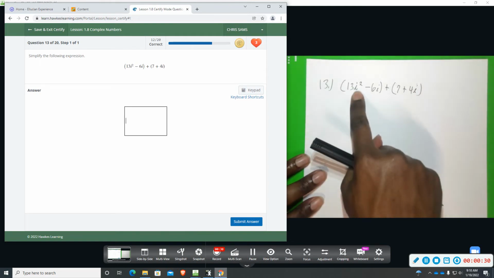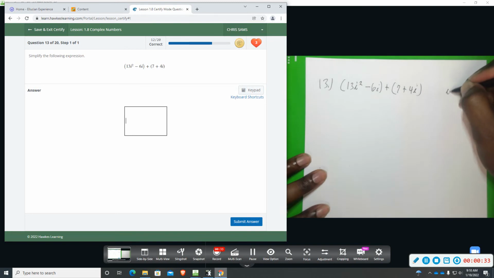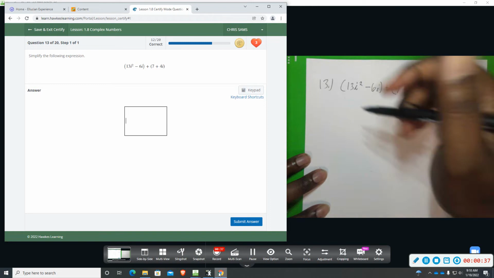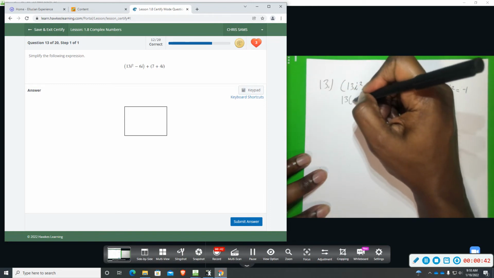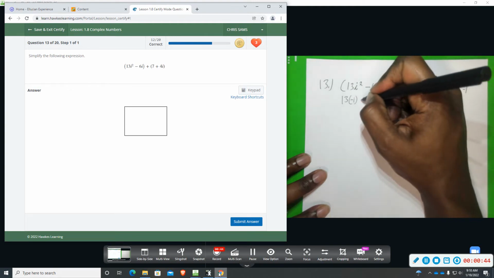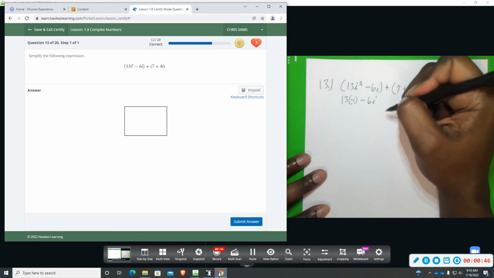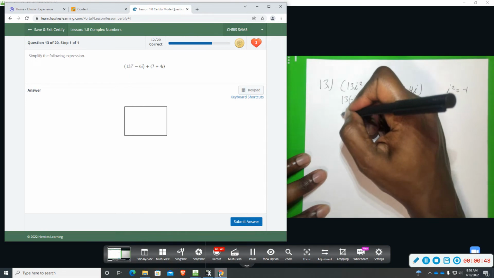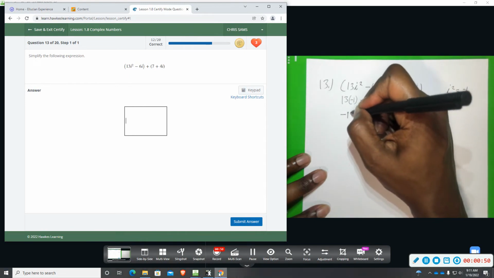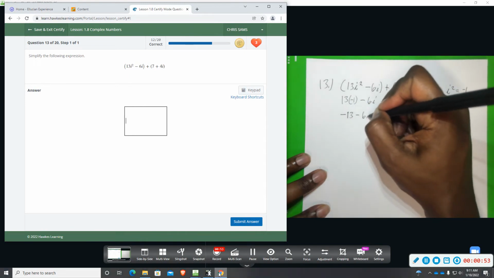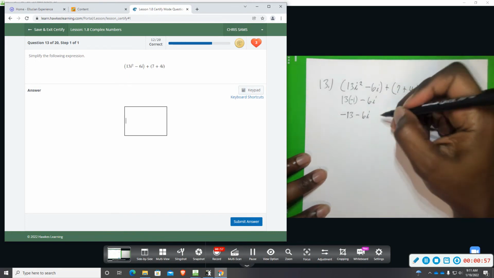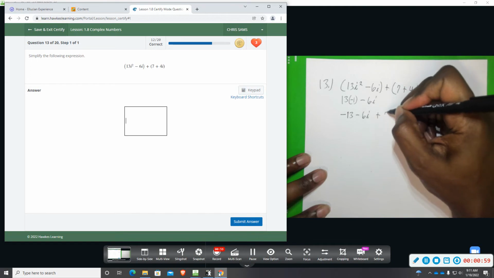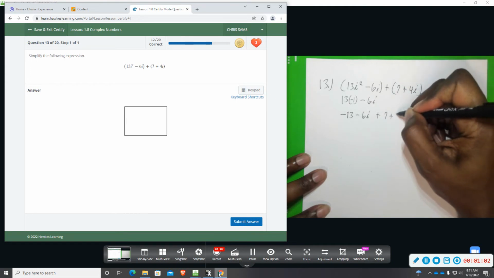Here you have to remember that i squared equals negative 1. So we're going to be rewriting this. This is 13 times negative 1 minus 6i. So just focusing on this side, this means negative 13 minus 6i. Now, since this is plus, I don't have to change the sign. I'm just going to bring all this down. So then I have to do plus 7 plus 4i.